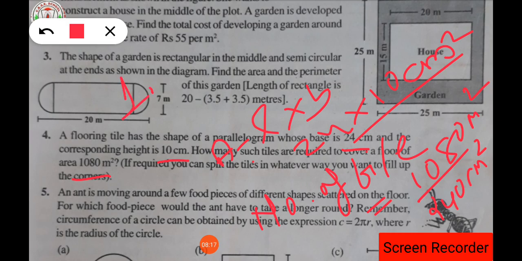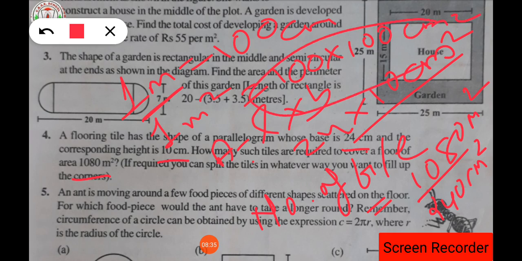As we know that 1 meter is equal to 100 centimeter, isn't it? So 1 meter square, here we are talking only about 1 meter equals 100 centimeter. If we are talking about 1 meter square, that means 100 into 100 it will be, since it is centimeter square. So this number will be multiplied with 1080 while solving the question.